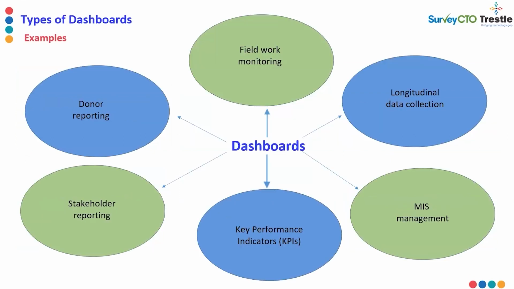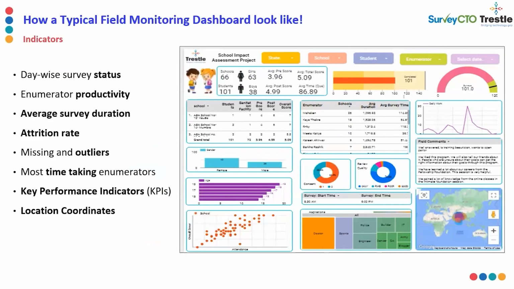These are some of the common dashboards that we use on a day-to-day basis in our sector. One is fieldwork monitoring, then longitudinal data collection, where we are tracking baseline, midline, and endline respondents, then KPIs, then donor reporting dashboards, stakeholder reporting dashboards. So these are different types of dashboards that are commonly used across our sector. Now the question is, what does a dashboard look like? What are the ingredients? What is the content in it? So this is one example of how a dashboard looks and how it helps.